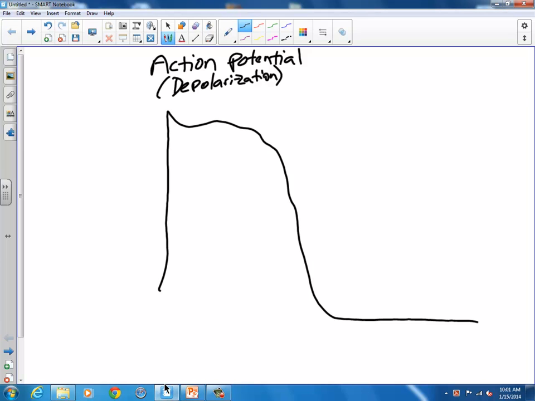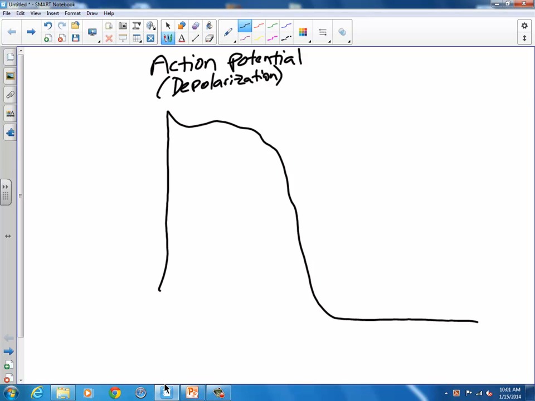Alright. So this little graph right here is actually showing the action potential, the process of depolarization of a cardiac myocyte, right? It goes through a couple of phases. Are sodium and potassium the only ions, or the only electrolytes, that act in this process? No, what's the other? Calcium.